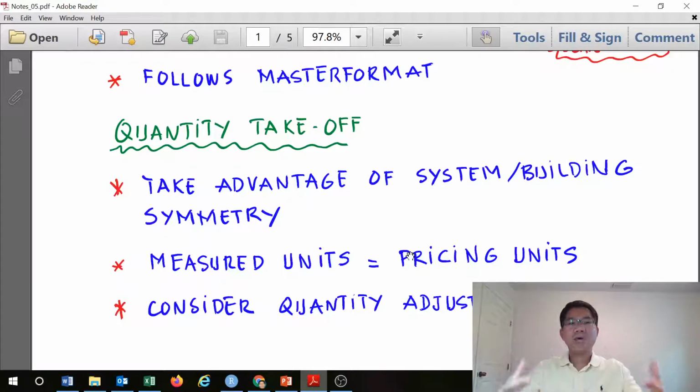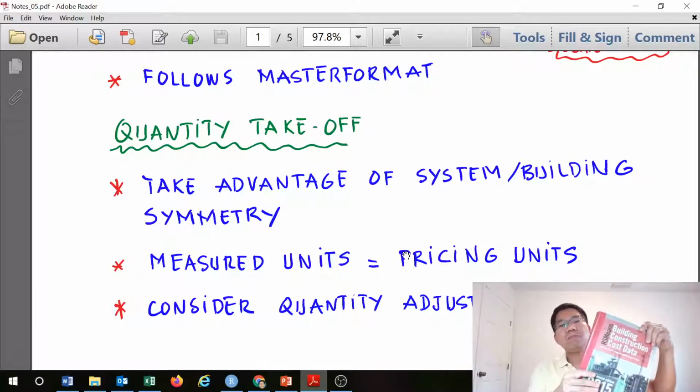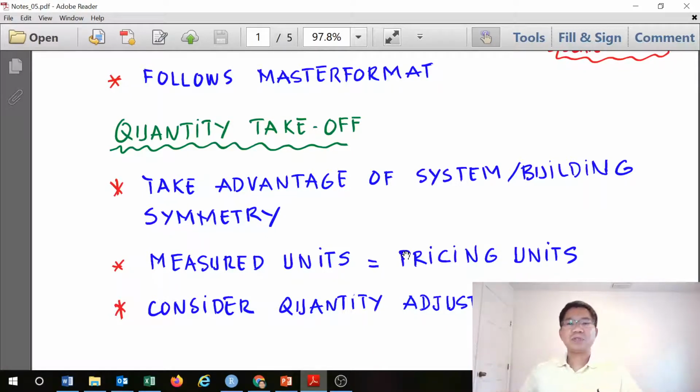And we have to utilize a few things. For example, take advantage of the building's symmetry so that we can do one and its symmetry. We just count how many of them, then you can get the quantity. Don't have to repeat the same process for the same item over and over. And then make sure the measurement unit that you take from the drawing and the unit price that you get from the cost data are the same so that they will match.